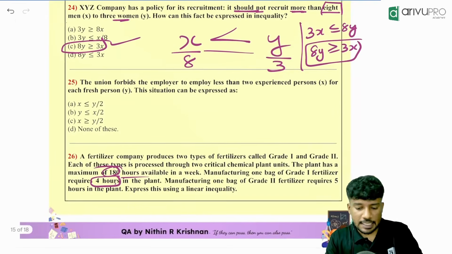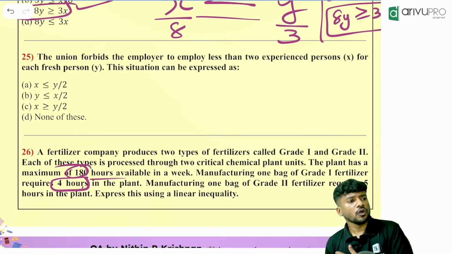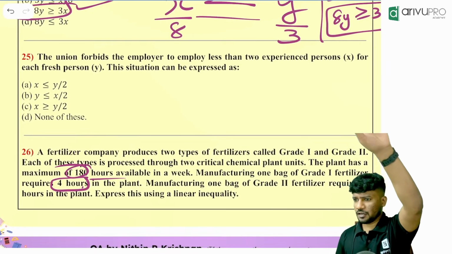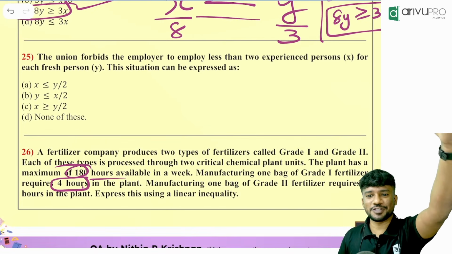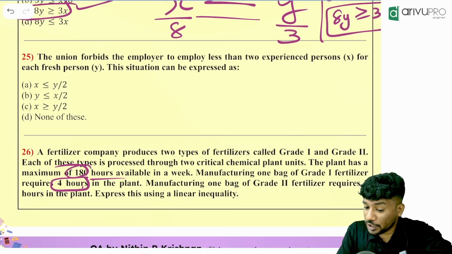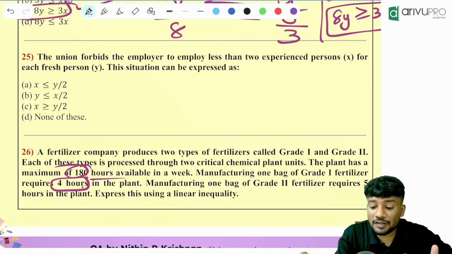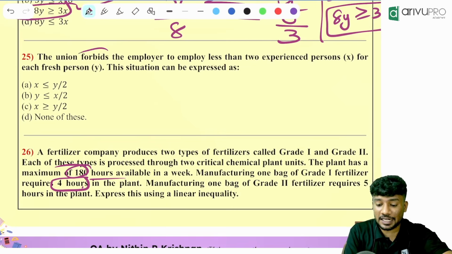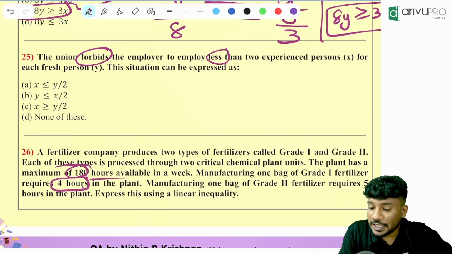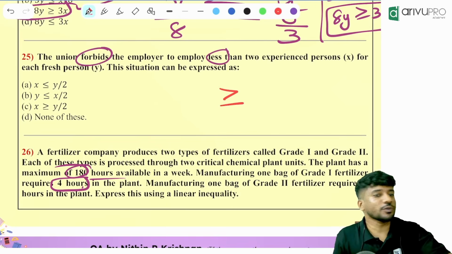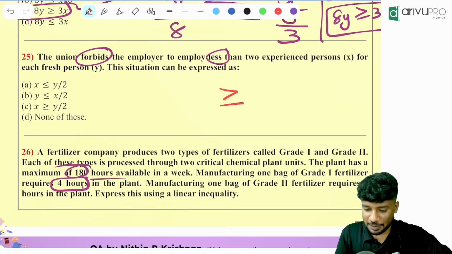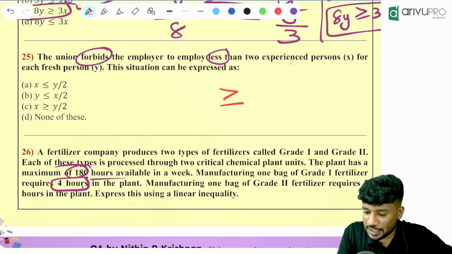Okay. Then next question. The union forbids. Forbid means what? Opposite we should take. Forbid the employer to employ less than 2 experienced. Less than will become what? The forbid and less than will become what? Greater than or equal to. Very good. Very easy.